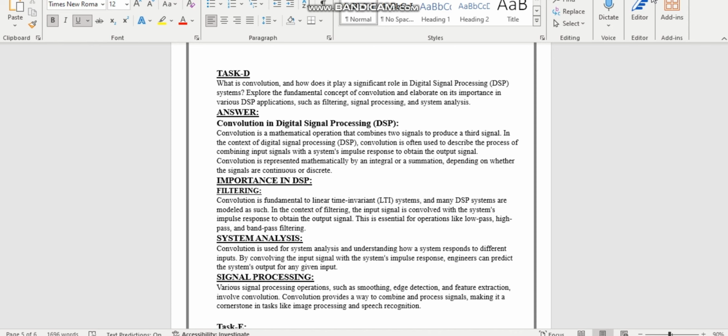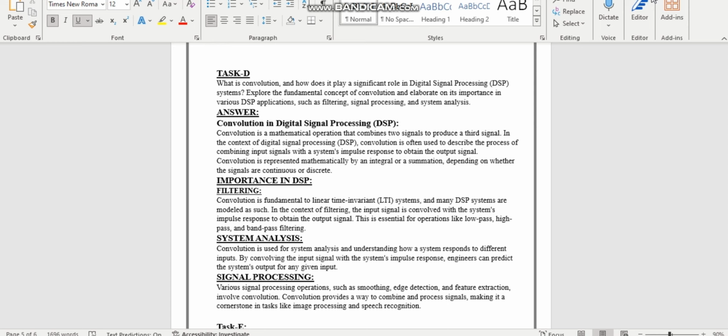In task D, what is convolution and how does it play a significant role in digital signal processing systems? Explore the fundamental concept of convolution and elaborate on its importance in various DSP applications such as filtering, signal processing, and system analysis. Answer. Convolution in digital signal processing.